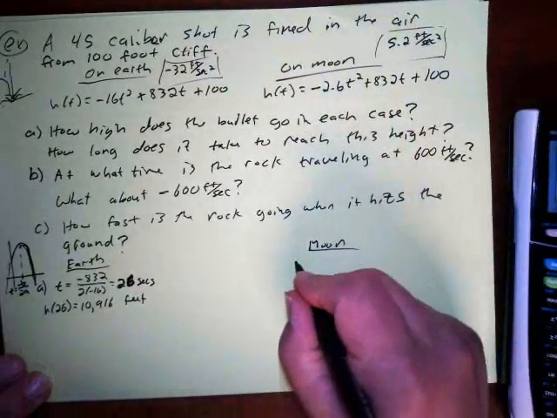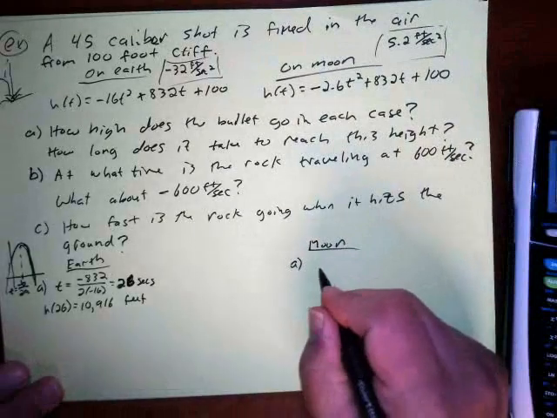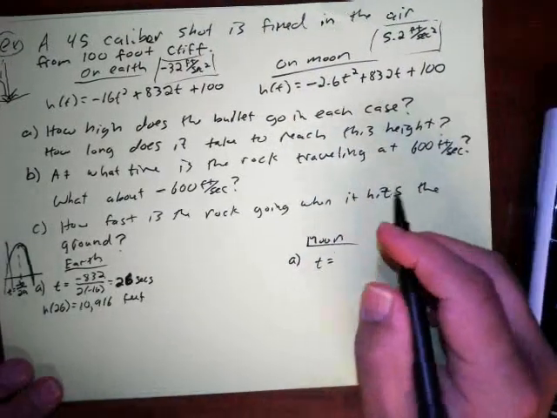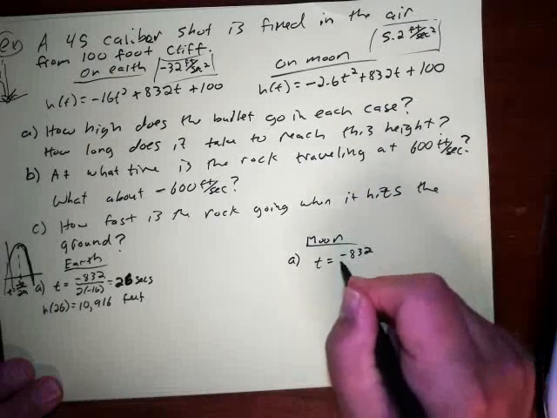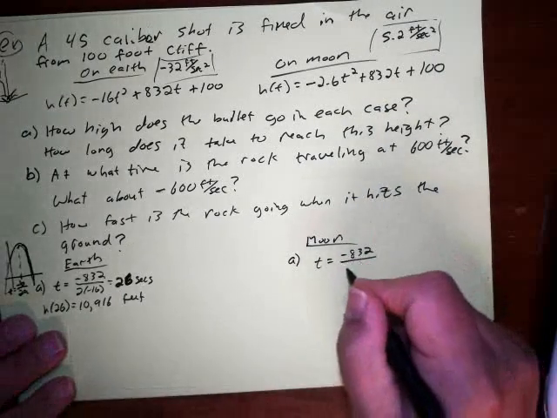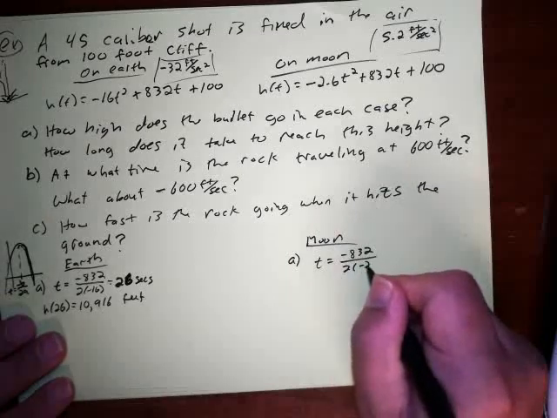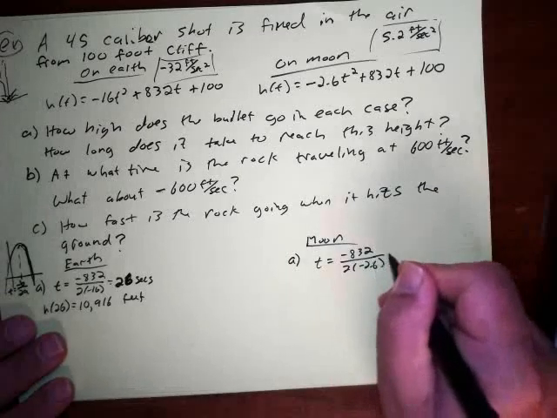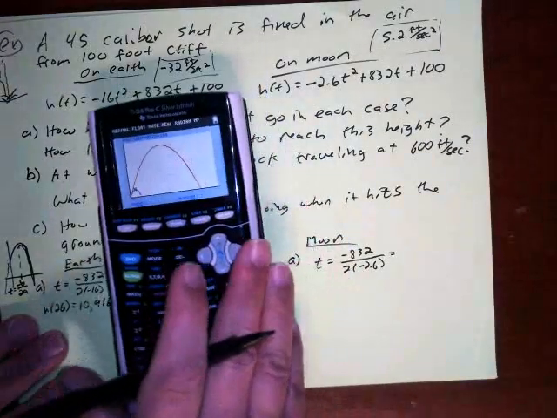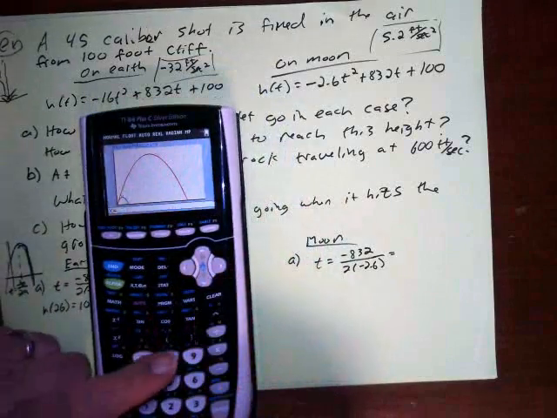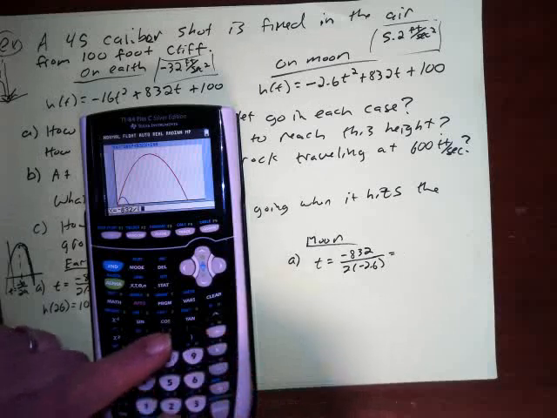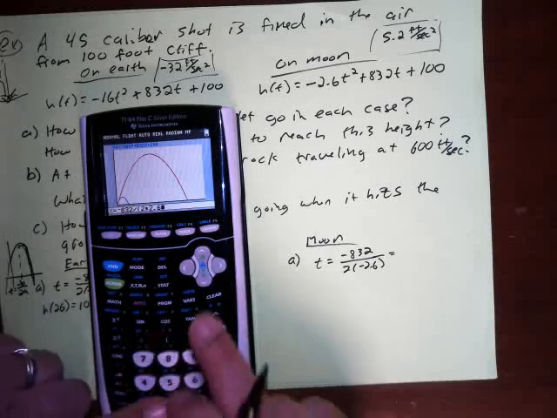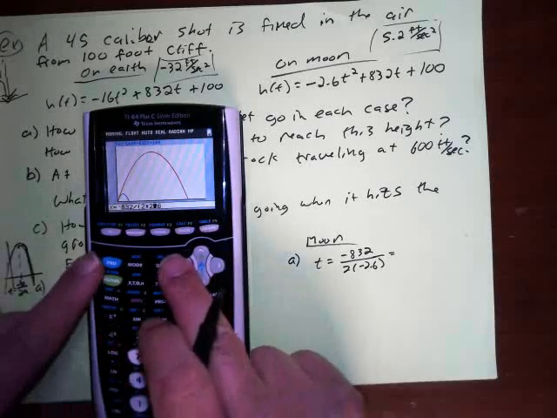So B, or A for the moon, would be, the T would be the opposite of B, which is negative 832, over 2 times negative 2.6 feet per second. Okay, so negative 832 divided by 2 times 2.6. Oops, it's negative.